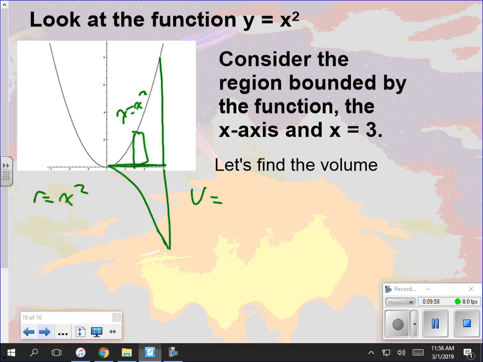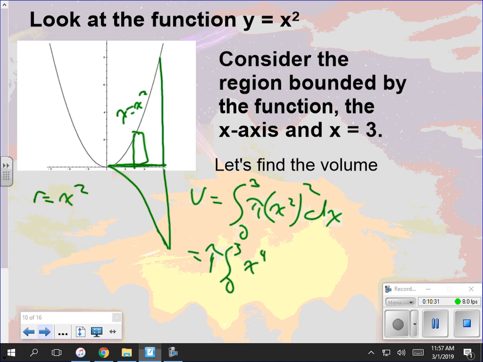So our volume is equal to the integral of pi times x squared dx. And we go from where to where? 0 to 3. Now, a couple of things. If you can, and please do, pull the pi out front. So my volume is equal to pi times the integral from 0 to 3 of x to the 4th dx.